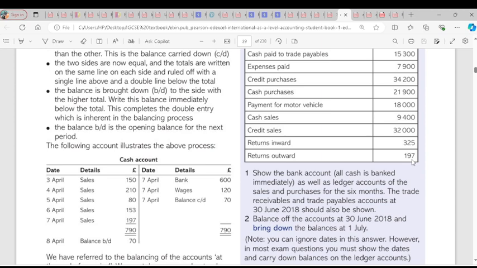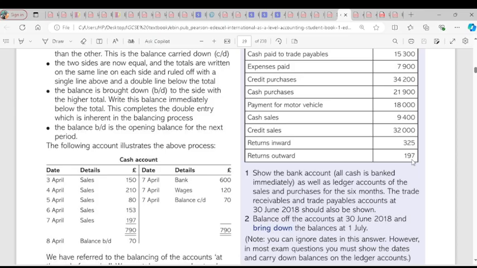Return inward means we receive from our customers. It has a debit entry. Then we need to balance the account. We balance it with the same amount on the credit side as balance carried down. Then our balance brought down will be on this side, because the transaction should be on the debit side. Same goes to revenue.